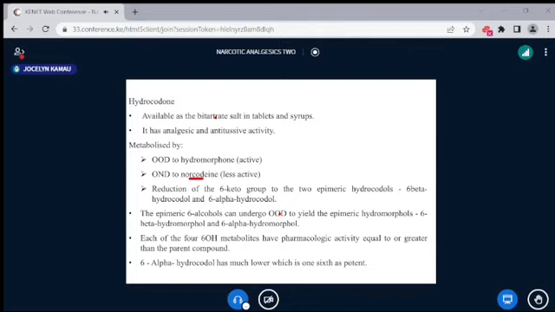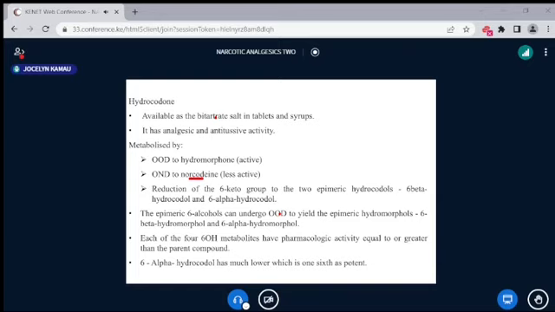So each of the 4 6-hydroxy metabolites, including the hydrocodols, with the hydroxyl group at position 6 either alpha or beta, has pharmacological activity equal to or greater than the parent compound, with the exception of the 6-alpha hydrocodol, which has been found to have much lower activity, about 1/6 as potent as the parent compound.